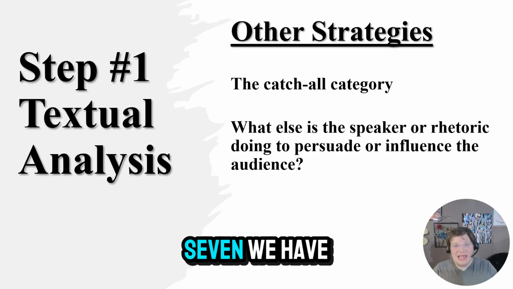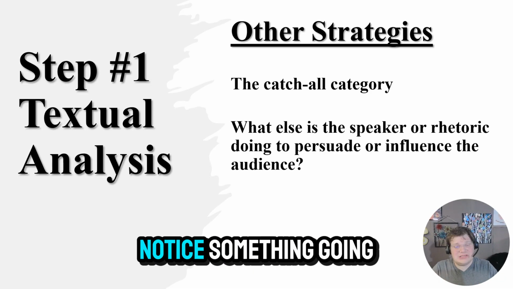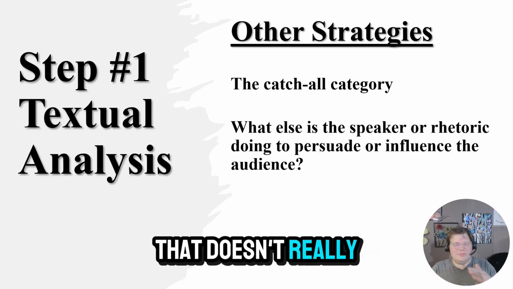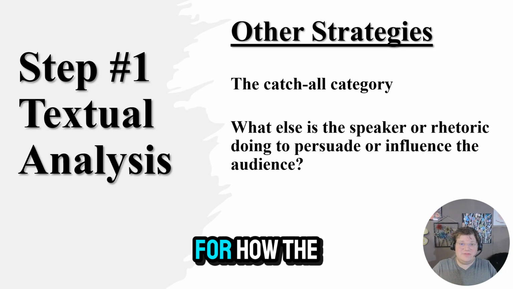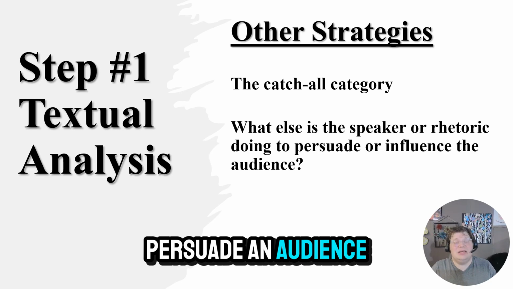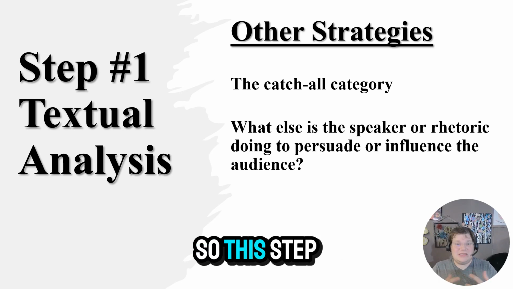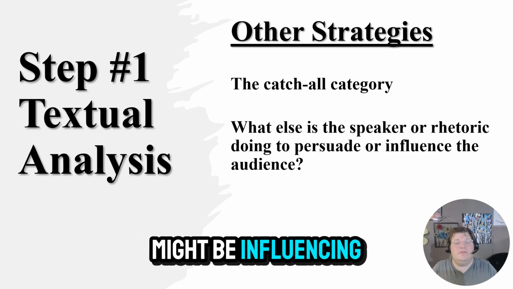And then number 7, we have other strategies, and this is just kind of a catch-all. So if you notice something going on in your text that doesn't really fit into those 6 things, but you believe it's really important for how the speaker or the advocate is trying to persuade an audience, then you mark that down here. So this step of other strategies really is to encourage yourself to think of all the different ways that this text might be influencing somebody.